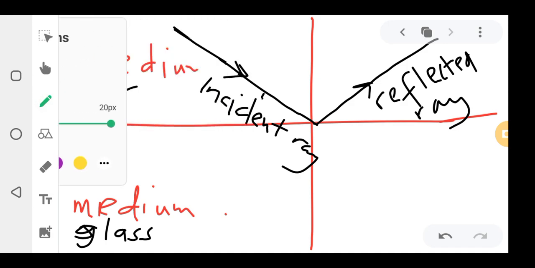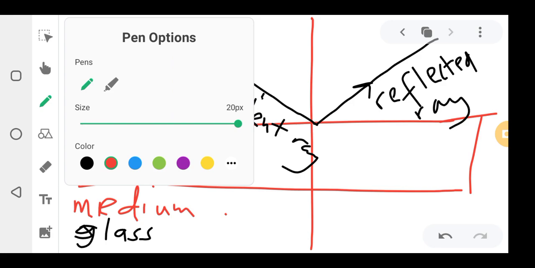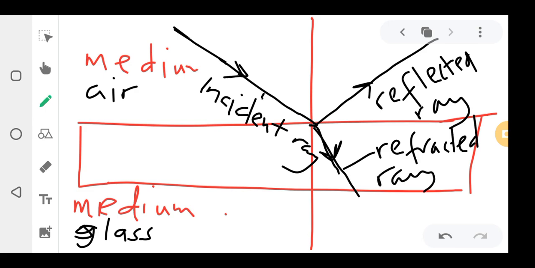So let's say this is a block. This is a glass surface. The one that enters in here and then bends inside, when it enters here, it bends. This one is called the refracted ray.